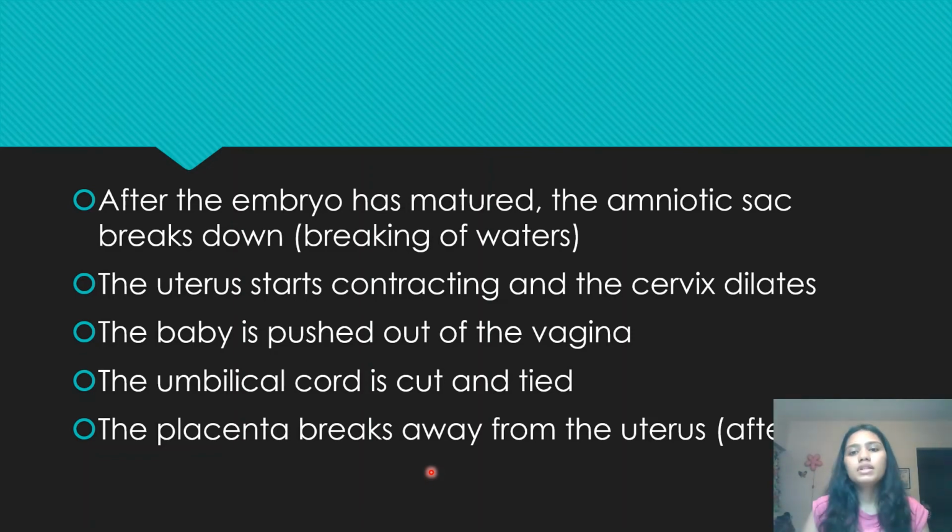Okay, and the placenta breaks away from the uterus. Okay, we're going to get into the functions of amniotic sac, amniotic fluid, umbilical cord, and placenta right after this, so don't freak out. So yeah, the placenta then breaks away from the uterus after the umbilical cord is cut and tied, and this is called after birth.